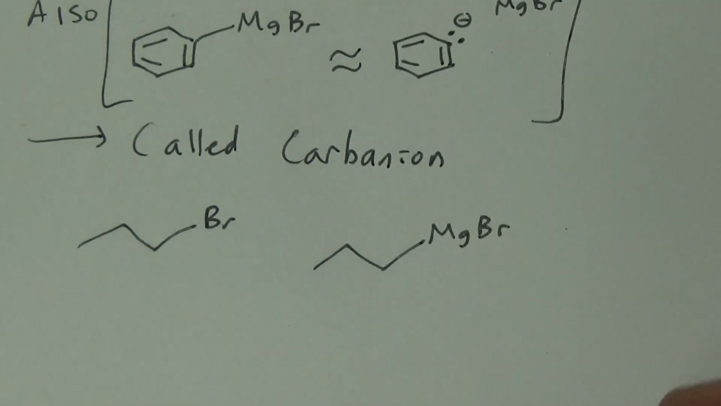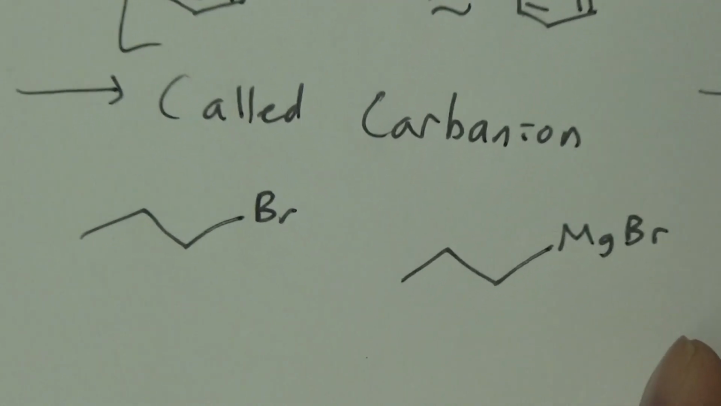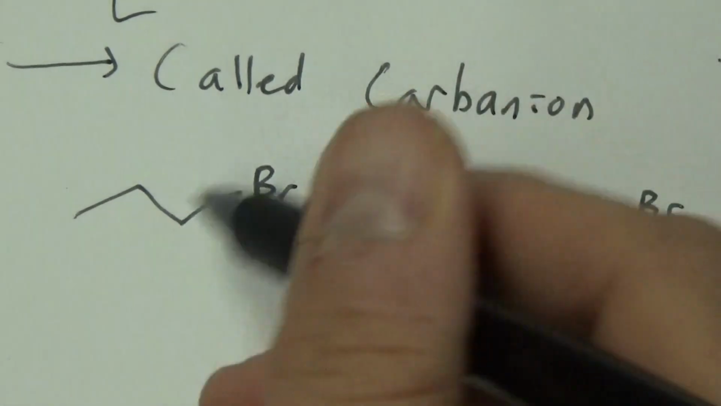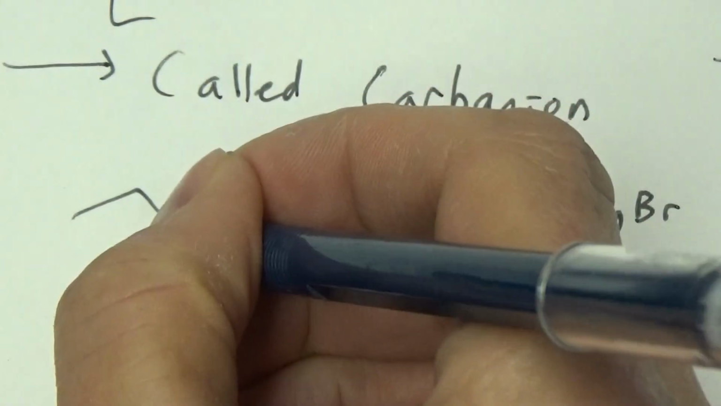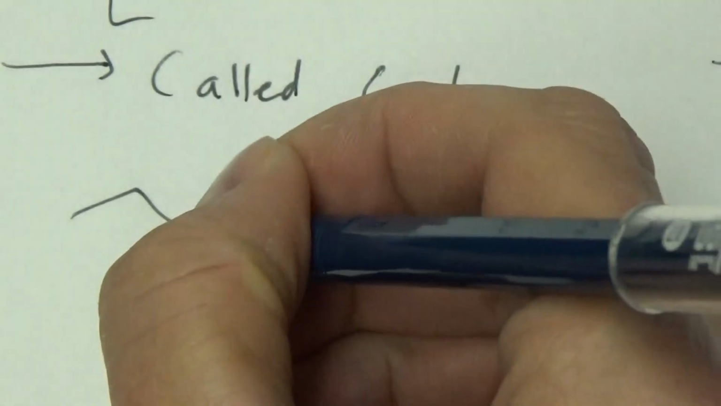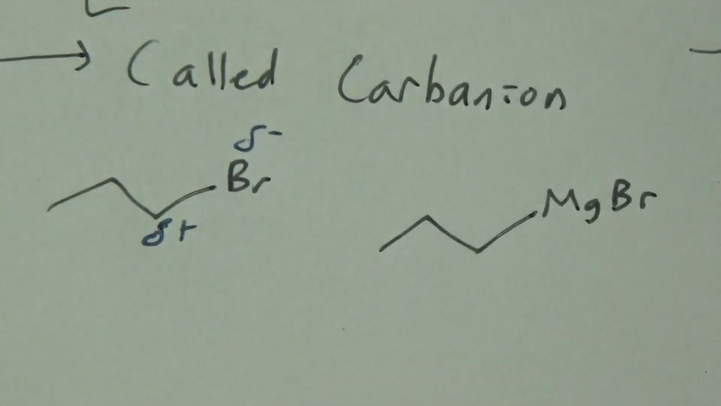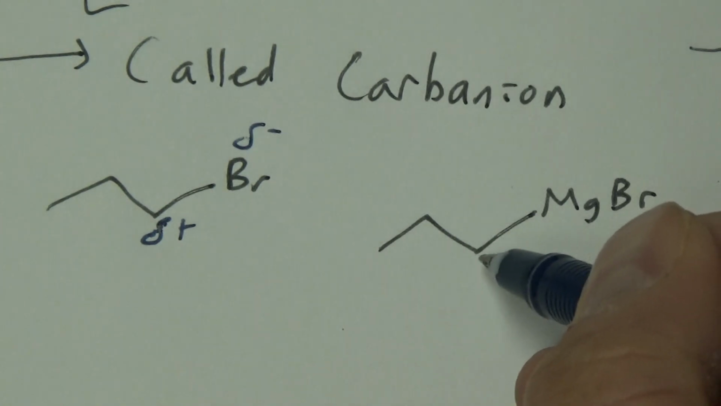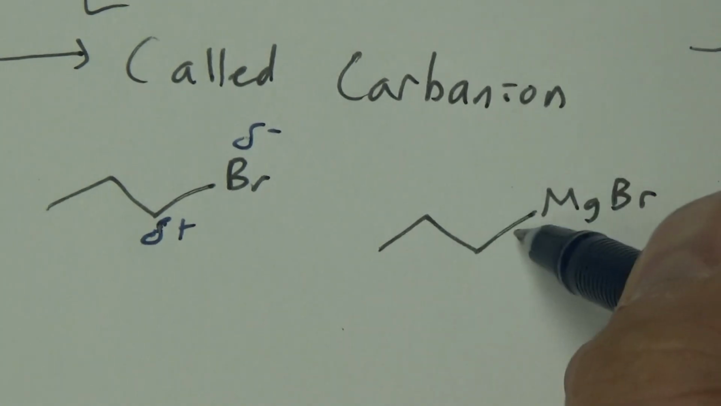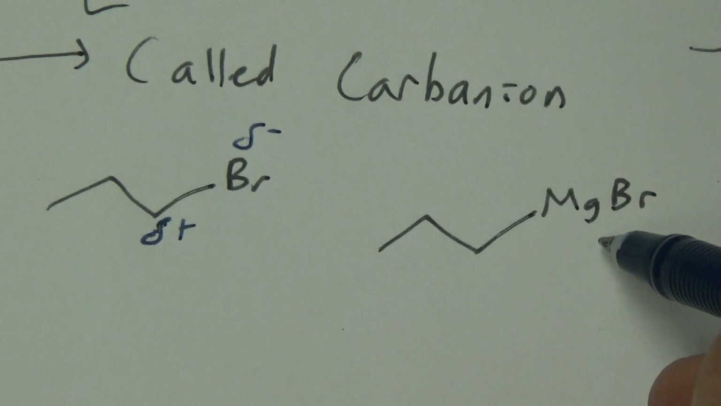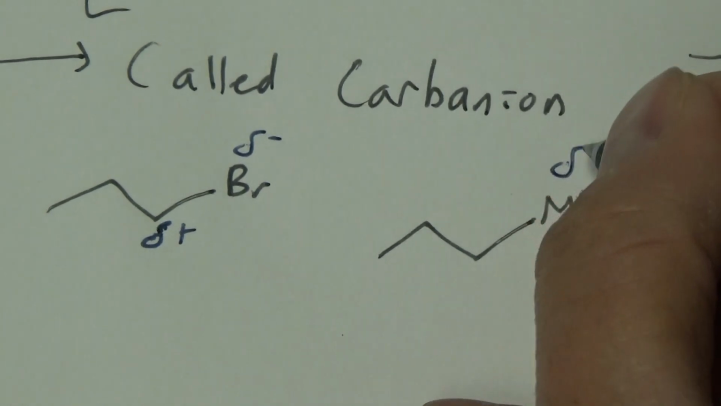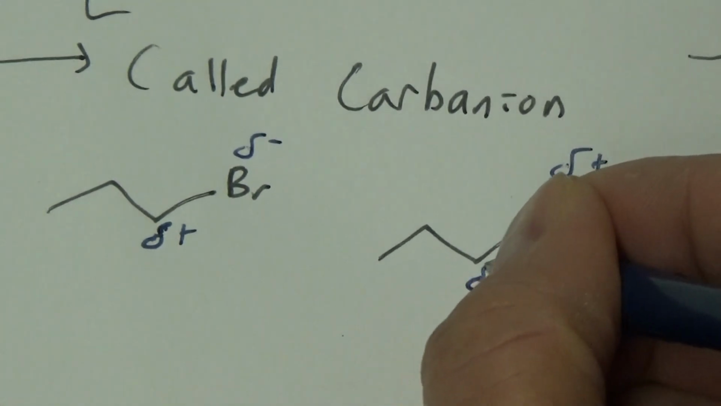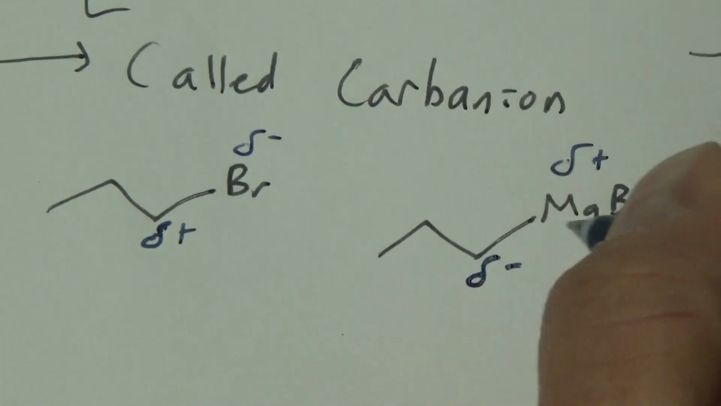The other interesting thing, if you compare propyl bromide, or bromopropane, with propyl Grignard, what are the delta charges? This, as we learned, is delta minus and delta plus. For the Grignard, it's actually more like a full negative, but in terms of delta charges in the covalently bound species, it's more like delta plus, delta minus, if not full minus.